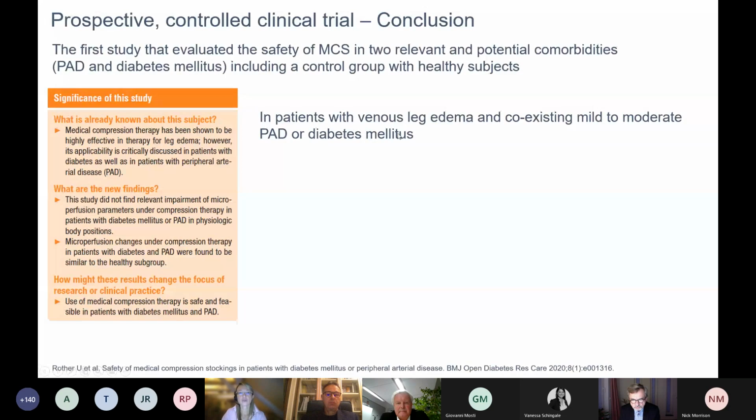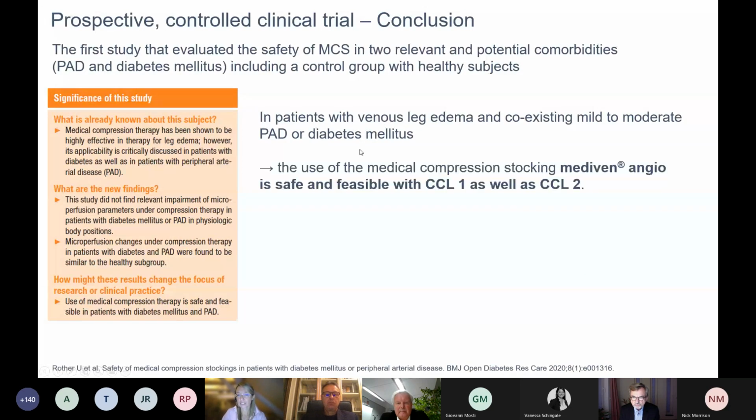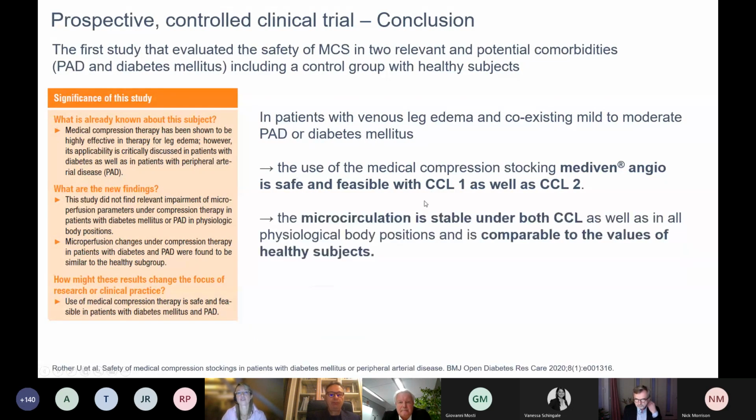And I demonstrated to you that for these patients at risk, the use of the medical compression stocking medi in angio was safe and feasible, and this was true for both compression classes. And this is very important since we really did this intra-individual analysis and study design. And of course, the microcirculation, as I presented to you, is very, very important. And this microcirculation was stable under both compression classes and was comparable to the healthy controls.